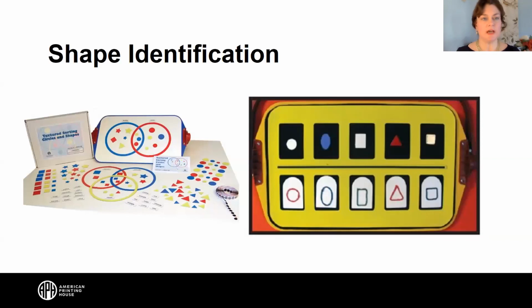So this shape identification is a very basic skill. When you think of tactile graphics, those shapes are going to appear in tactile graphics very prominently. So these are just some examples using APH products that you can use to facilitate that learning.